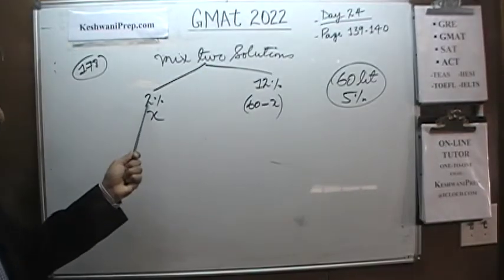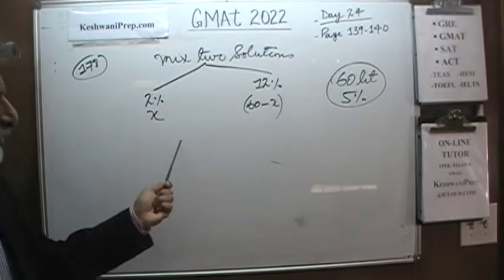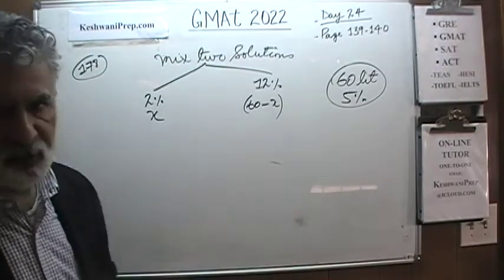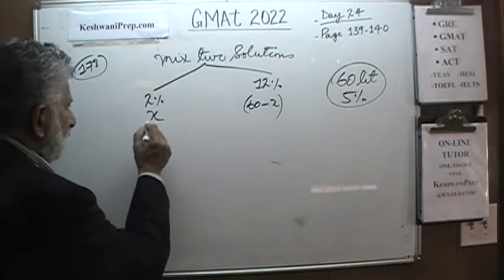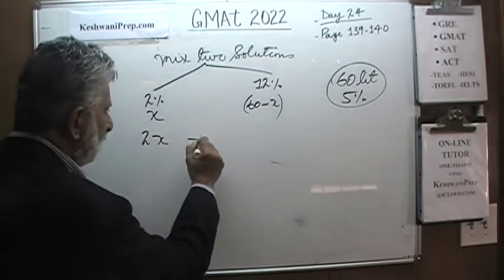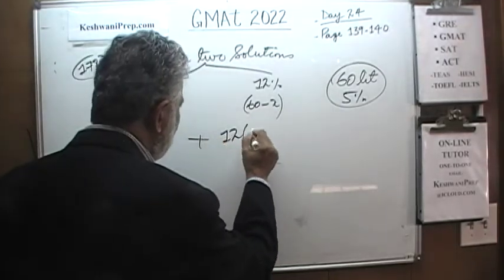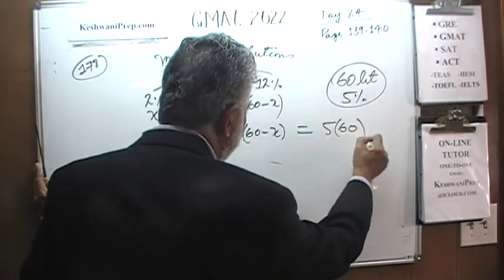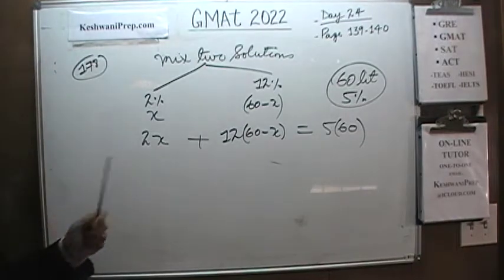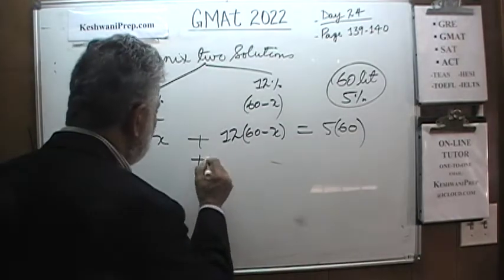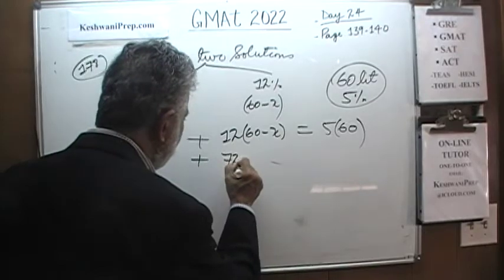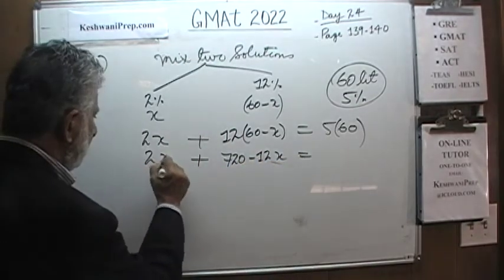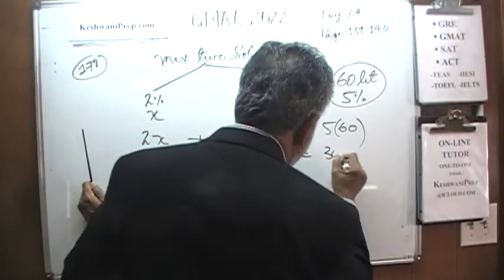This is going to have a weight of 2, this is going to have a weight of 12, such that the final outcome is 5%. So let's do that. Forget the percentage sign. 2 times x plus 12 times 60 minus x has to equal this thing right here, 5 times 60. That's all. We just have to solve for x. So 12 times 6 is 72, so it's 720 minus 12x. And here we have 2x, and it has to equal 300.